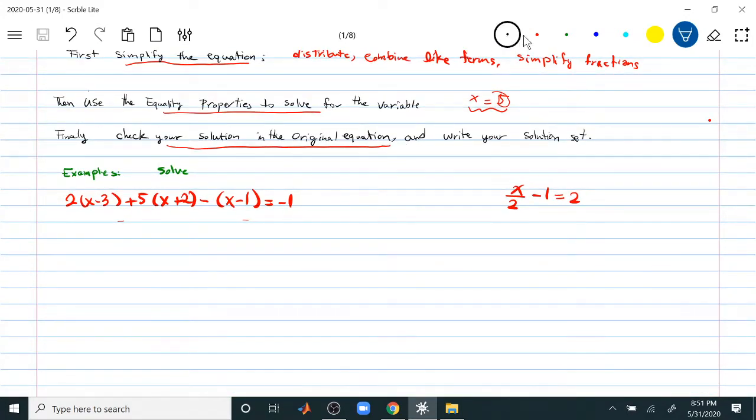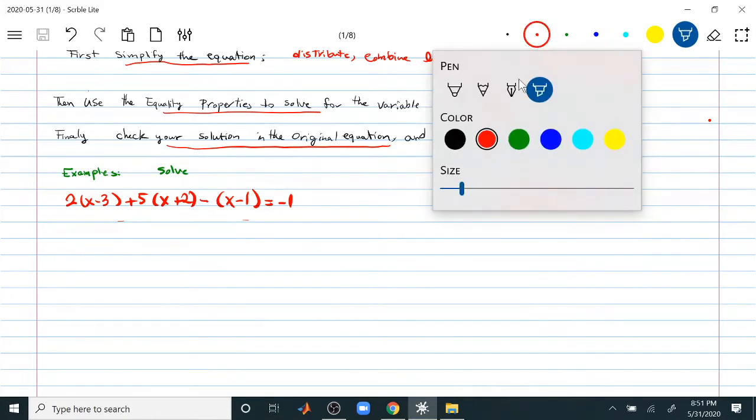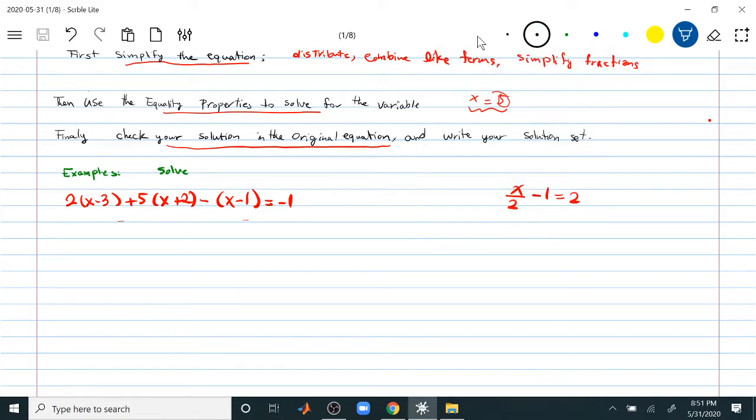Here is an example. Let me change the color here. Okay. Let's solve this equation.